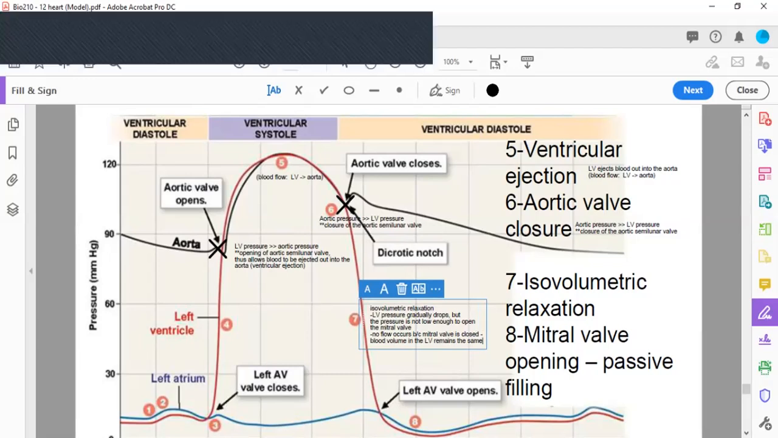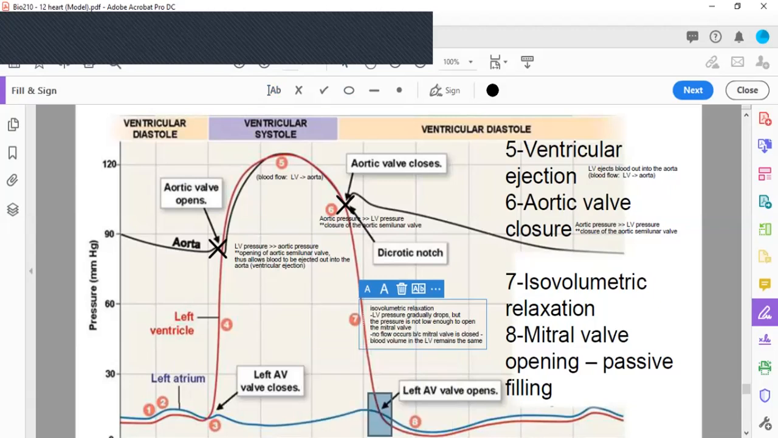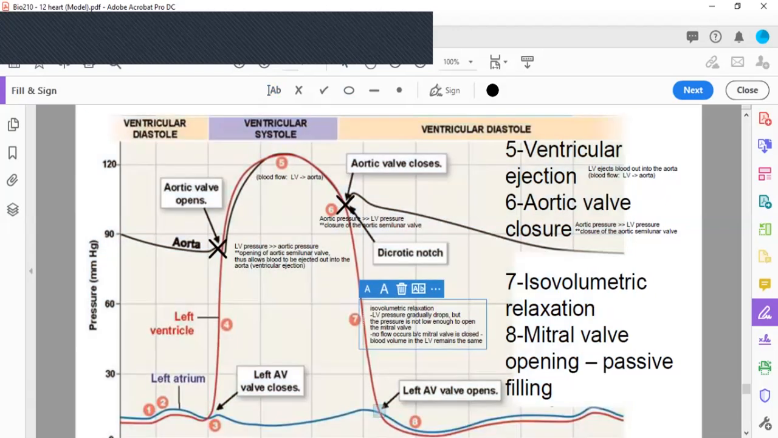Right. Now number 8, I'm going to mark this box right here, number 8. So look at where number 8 is at. You can see that the pressure in the ventricle is gradually dropping while the pressure in the atrium is higher than the pressure in the ventricle. So exactly at 8 right here, the mitral valve opens and you have passive filling.